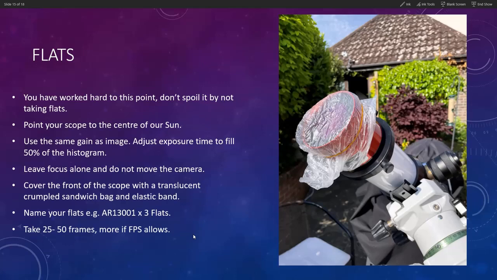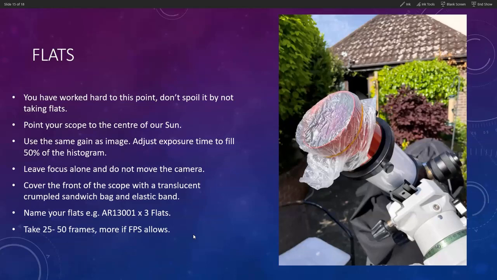Okay. What I then do is I've got a sandwich bag. Don't ask me what brand. And it's just crumpled up. I keep it in my pocket and cut of elastic bands, and I stick the sandwich bag over the front of the filter. Make sure my exposure is around 50% on the histogram.